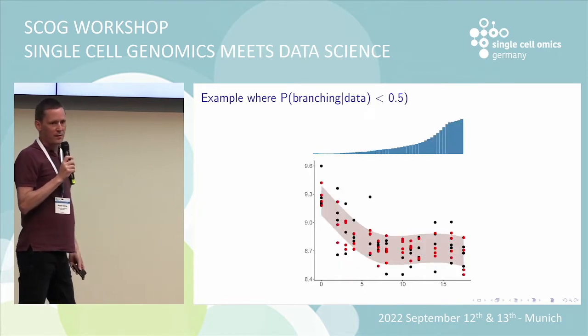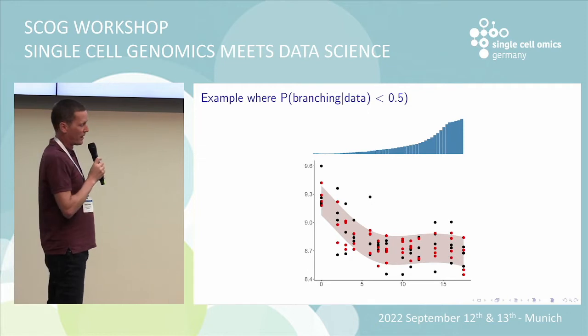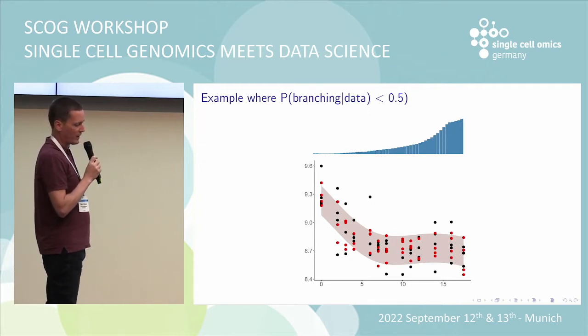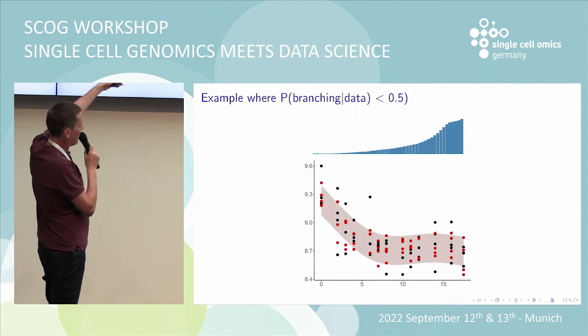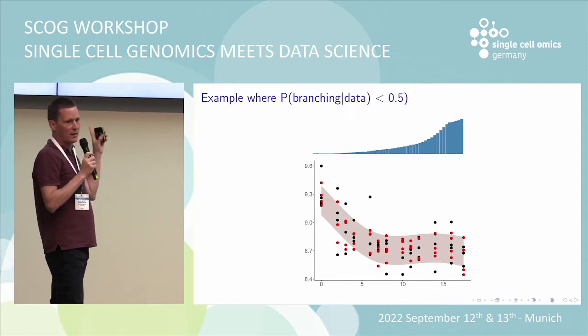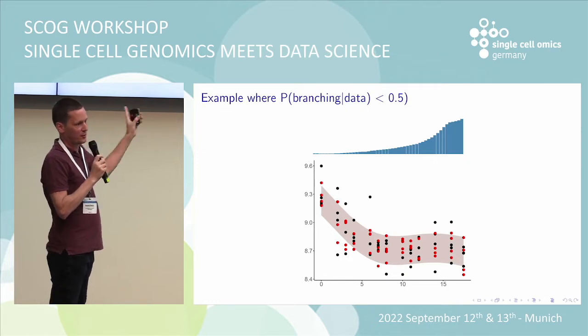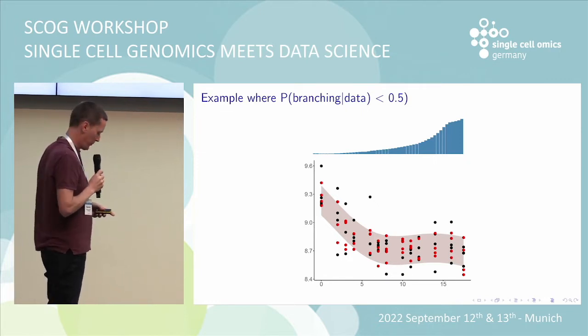Here's 2 time series that don't branch. So they are varying in time, but they're not actually branching away from each other. And in this case, the posterior probability is highest right at the end of the time point, which means basically no branching has occurred during the measurement time.